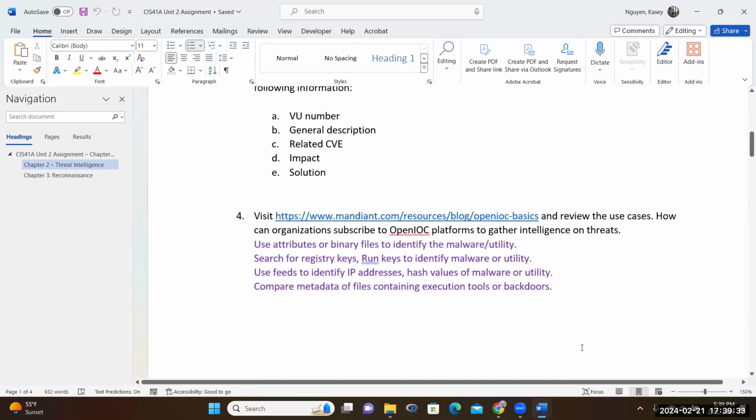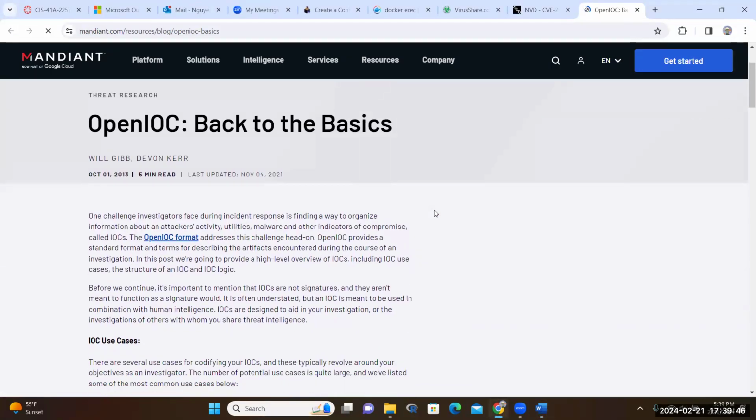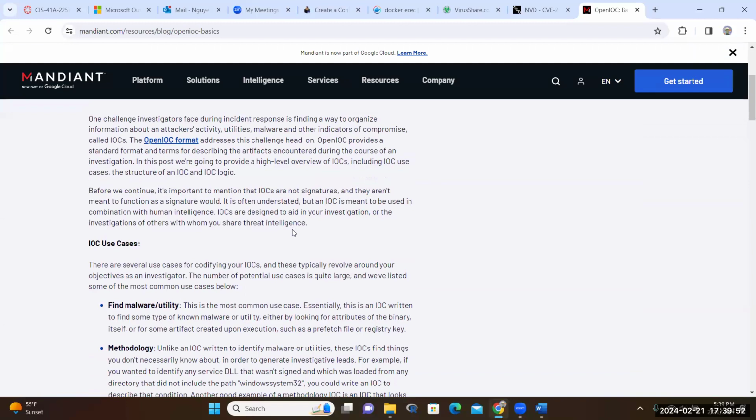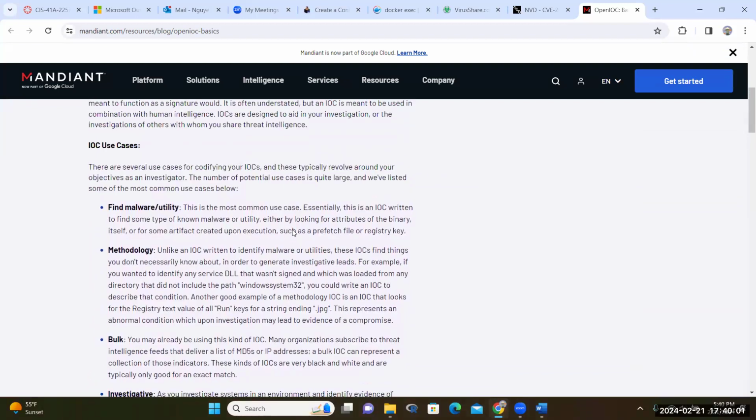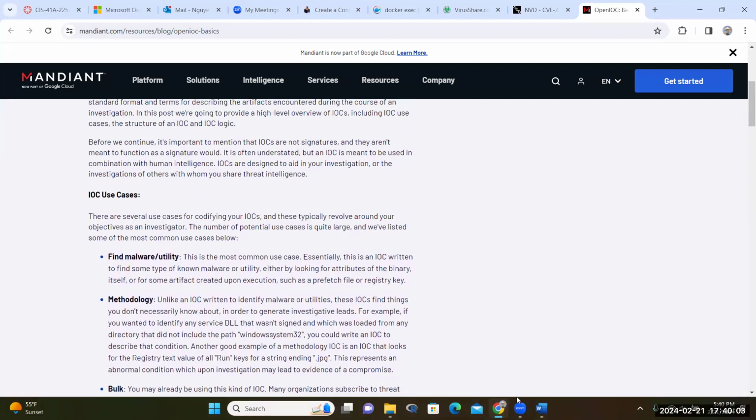Okay, so for number 4, I have you go to Mandiant. And for the Mandiant, basically, we're going to take a look at the resources. So let's go here. And here it provides you with the OpenIOC, and this is just to give you the format for the use case. So these are some of the use cases that would be useful to you.